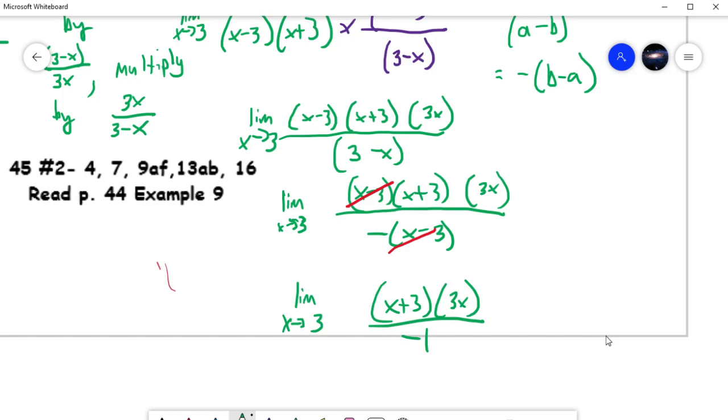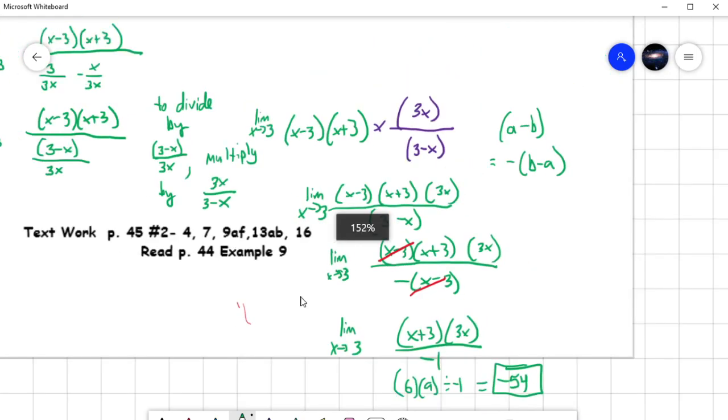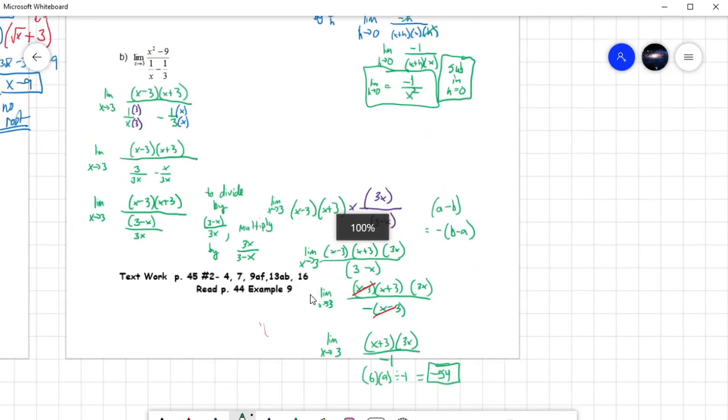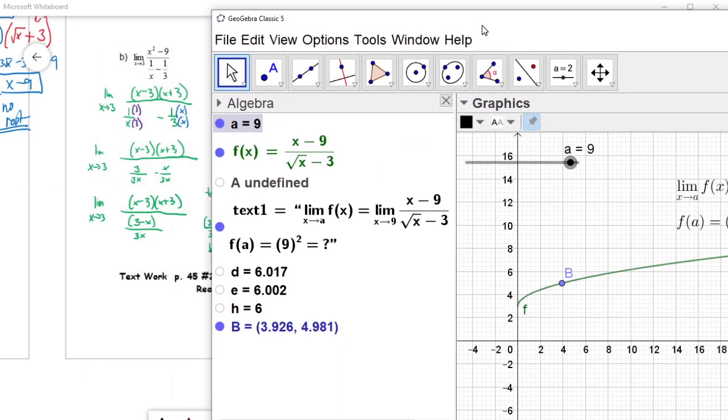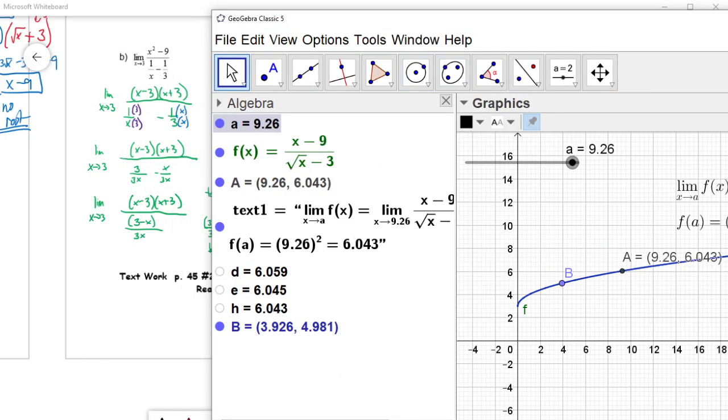Now, is this done? Yes. All I have to do is plug in the 3. As soon as I can plug in the 3, remember, my question's finished. So I get 6 times 9 divided by negative 1, which is, oh boy, negative 54. Okay, and that's my answer. Let's check that one because it looks like there's a lot of possibility for error, and then we'll call it a day.